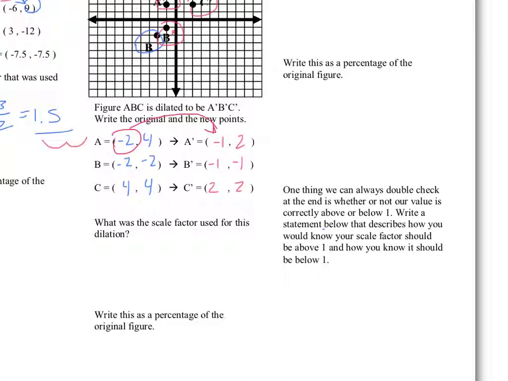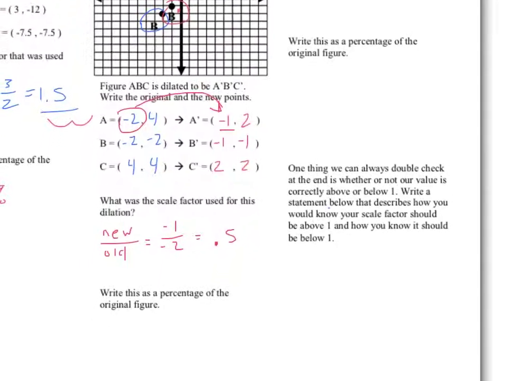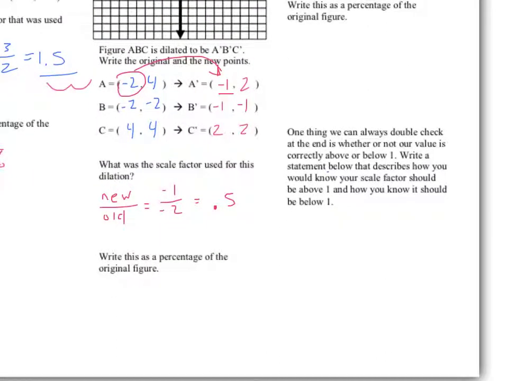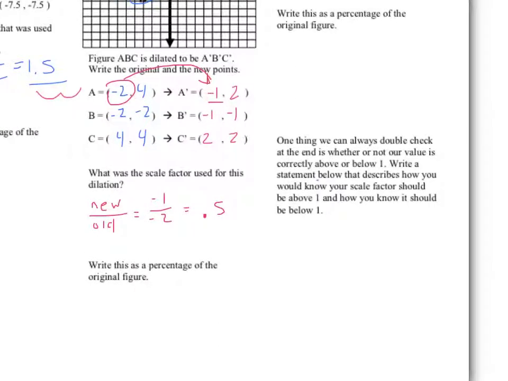So we can find it by, again, taking the new point divided by the old point to figure out what the scale factor is. I can take any one that I want. My new is -1, my old is -2. If I do that division, I'm going to get 0.5. What is this as a percentage of the original figure? Henry? 50%. Move the decimal 2 times.